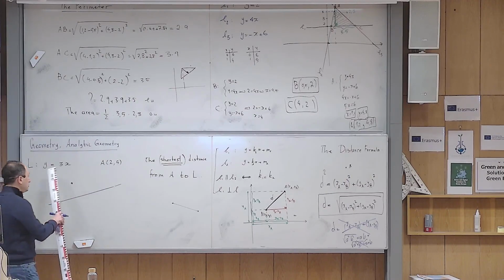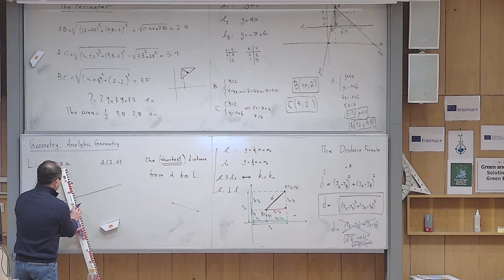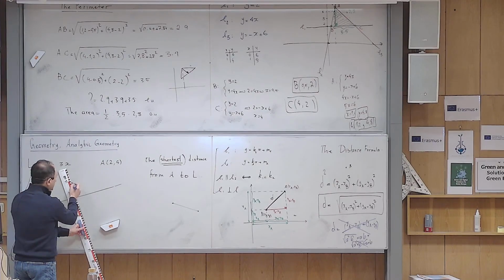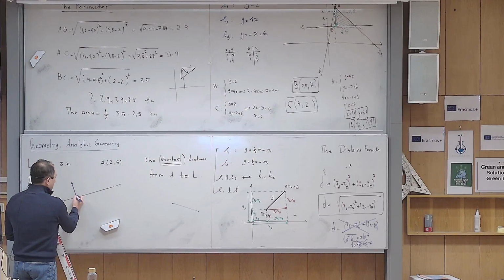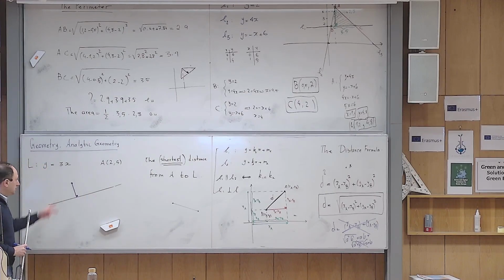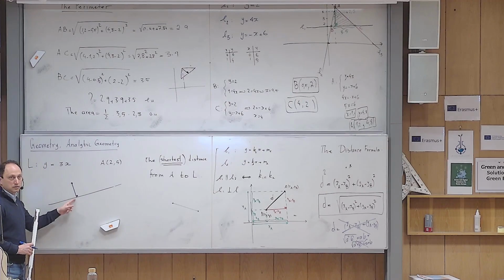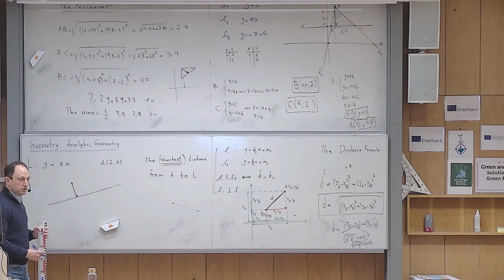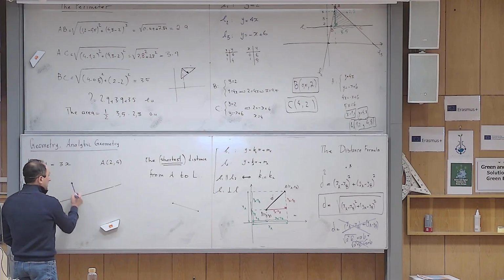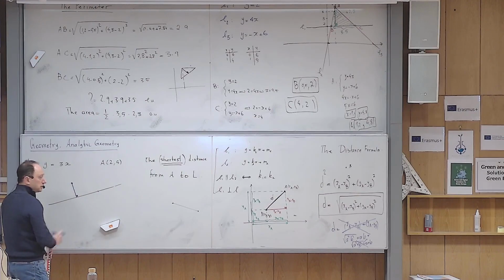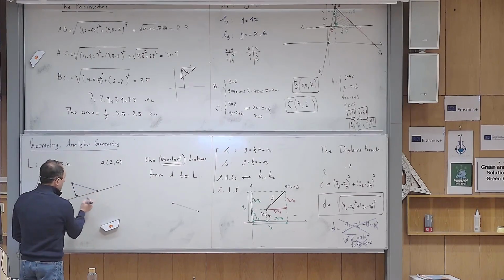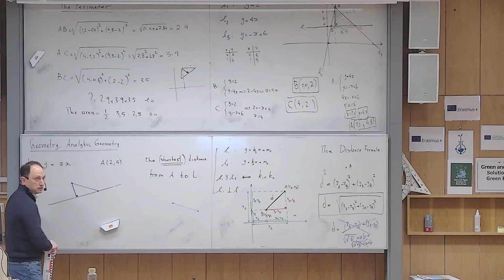Perpendicular, yes. So you take the ruler and drop a line that passes through the point but perpendicular to the line. This is the shortest distance. Why is that the shortest distance? Let us understand that, because I take this point and I connect this one to this one. Do you agree this is shorter than that one?